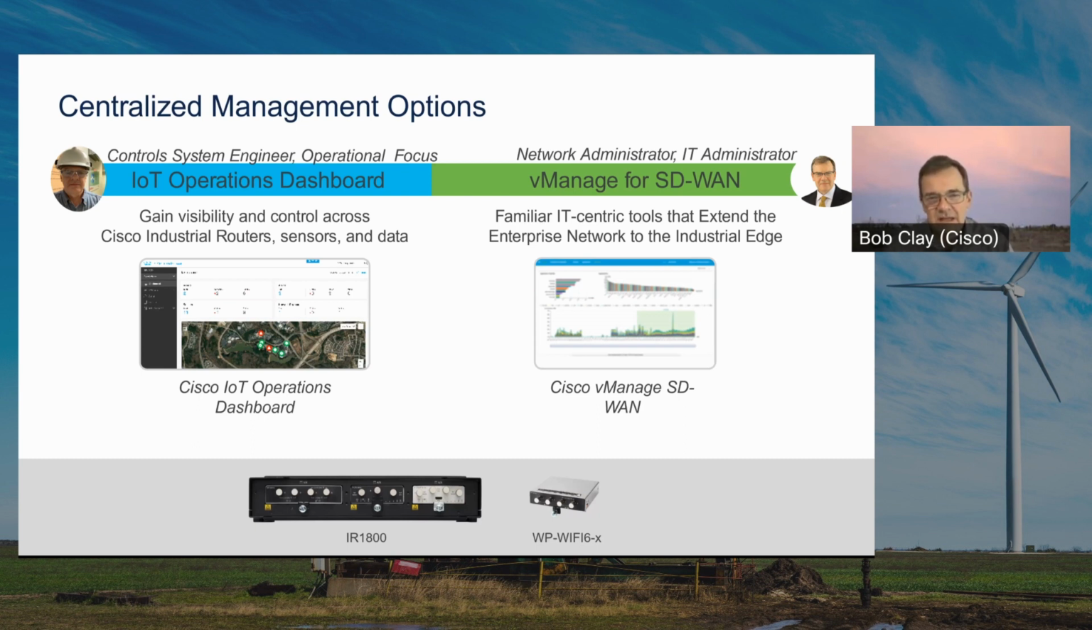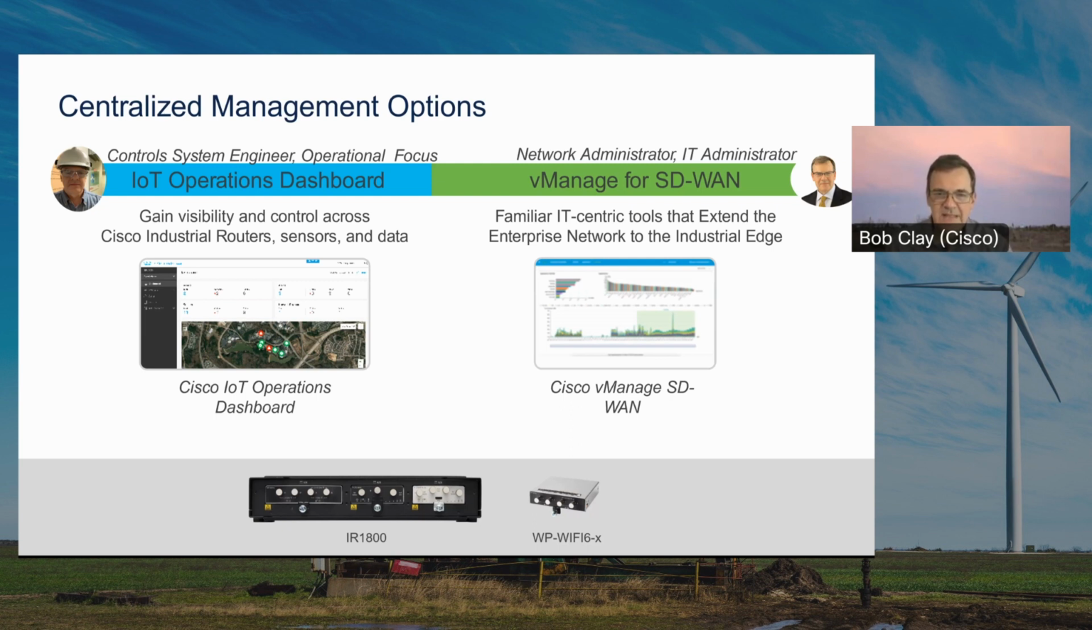And then if you look to the right, the green vManage for SD-WAN section, this is really a tool that focuses on extending the enterprise network in most cases. This becomes popular when the enterprise has adopted SD-WAN and then wants to bring on their industrial sites. So we call that extending the enterprise to the industrial edge. And for those use cases, the vManage for SD-WAN product would be most appropriate.